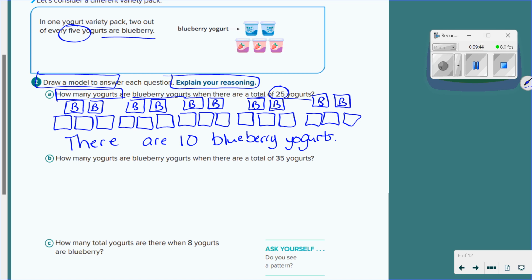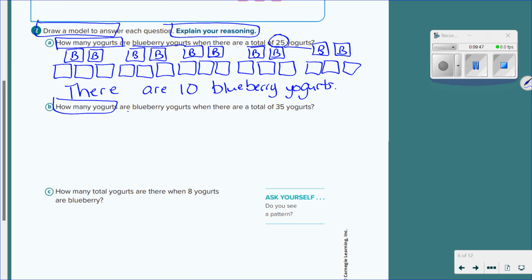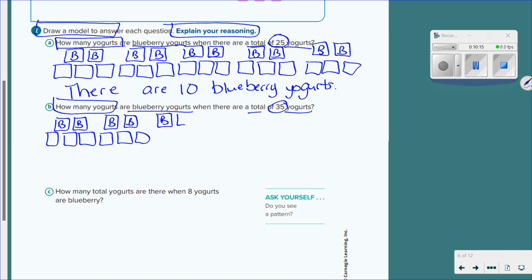All right, B says, how many yogurts are blueberry yogurts when there are a total of 35 yogurts? So again, we're using the same initial ratio of 2 blueberry for every 3 other flavors. Yes? Do I have 35 yet? No, so I need to keep going. 2 blueberry for 3 other flavors. Do I have 35 yet? No, so I need to keep going. For 3 others. How many do I have so far? 15, so I'm not there yet.